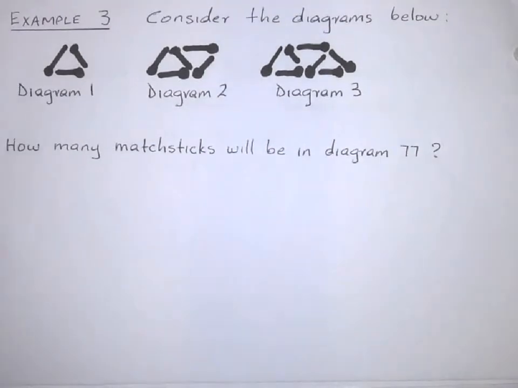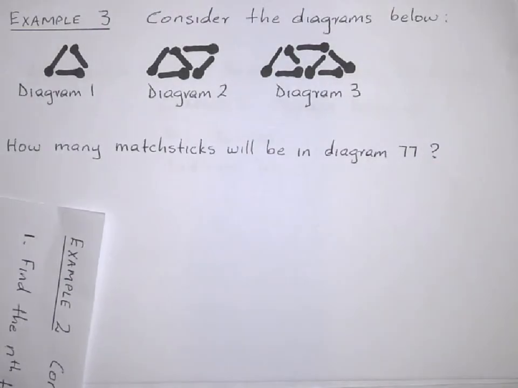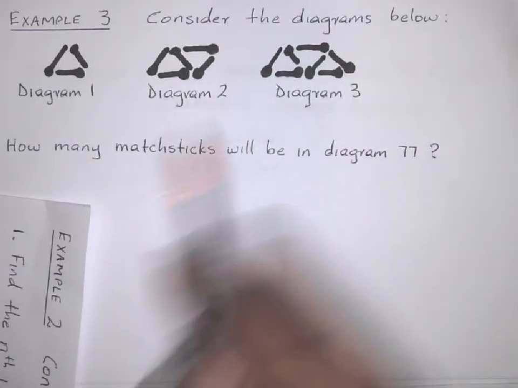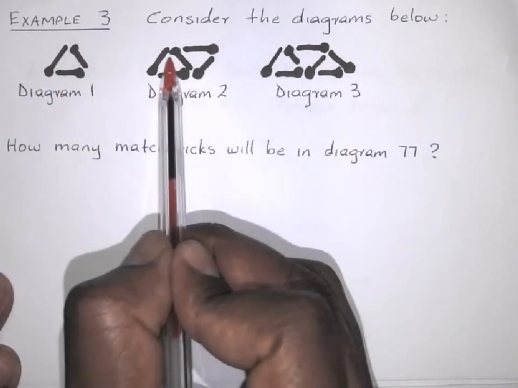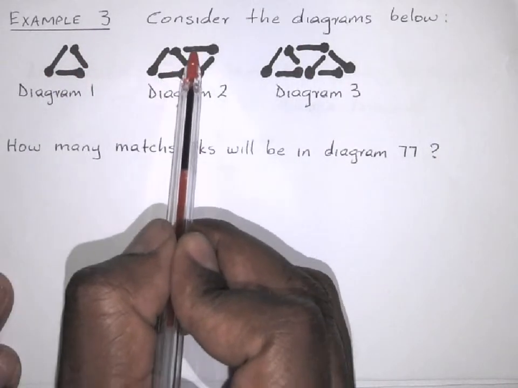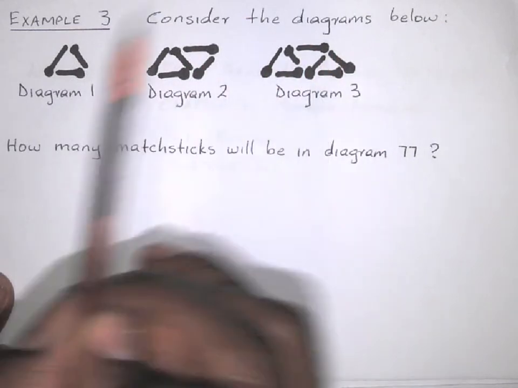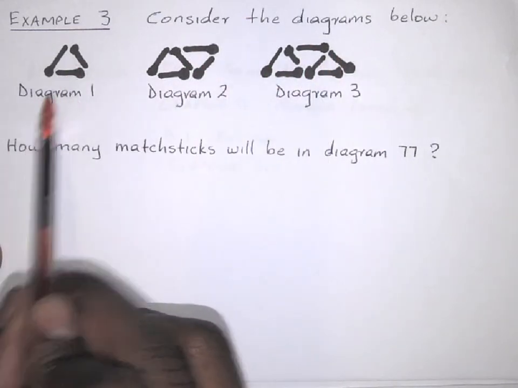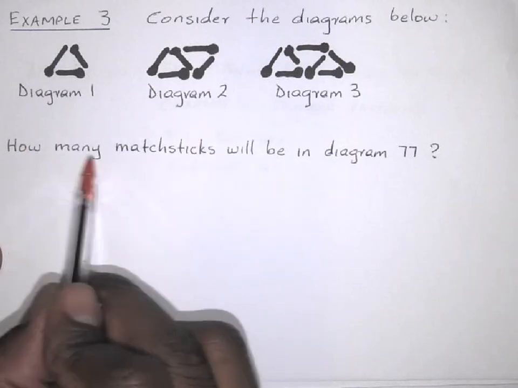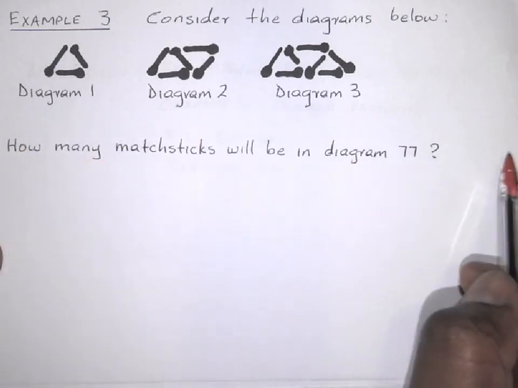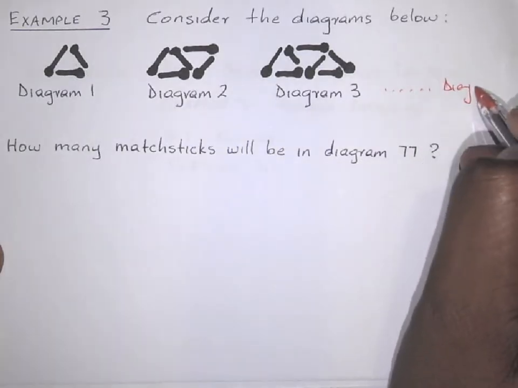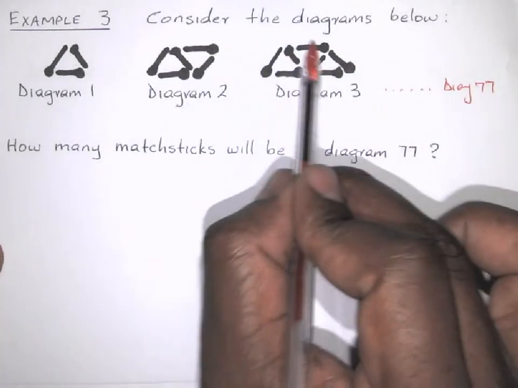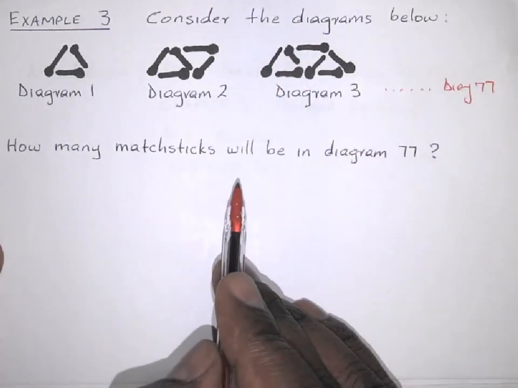Now let's look at another example. Sometimes they write it like this. They show you things like this. They will say, consider the diagram below. If you look at this diagram, it's made up of matchsticks: 1, 2, 3, then 1, 2, 3, 4, 5, then 1, 2, 3, 4, 5, 6, 7. Diagram 1 has how many? There are 3, right? Here they ask how many matchsticks will be in diagram 77, if I continue this until I reach diagram 77?